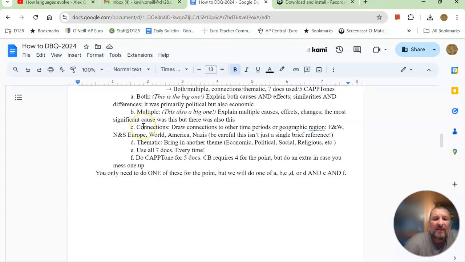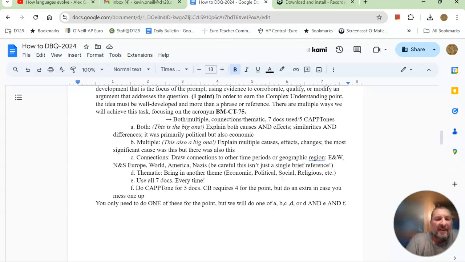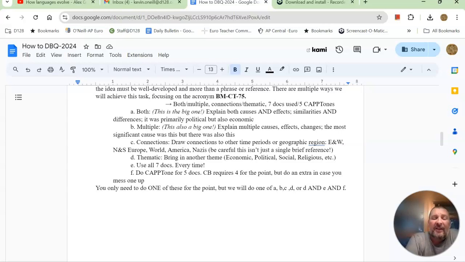The T on the BMCT 75 is thematic. If it's asking for political changes, you can bring in religious changes, social changes, economic changes. That one's used a little bit more in the LEQ, which we'll get to next week, than the DBQ. But it still is useful to have in the back of your head. And then for the 75, you can get the complexity point for using all 7 docs. So use that every time.